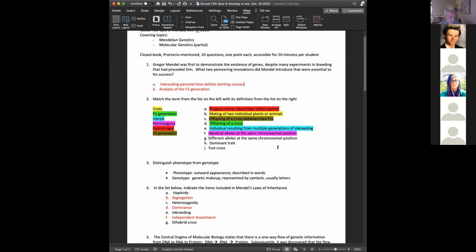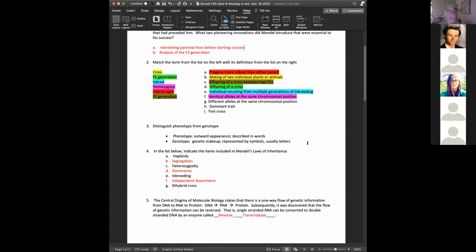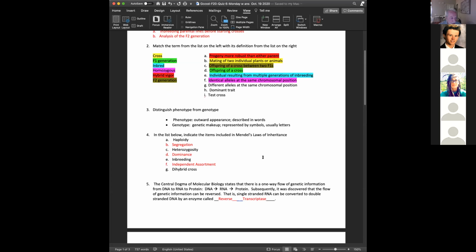Then number 3, and stop me if you have any questions as we go. Distinguish between phenotype and genotype. Most of you got this right. Phenotype is outward appearance. Genotype is the genetic makeup represented by symbols. Then we come to Mendel's laws. We had to pick them out from the list: segregation, dominance, and independent assortment.